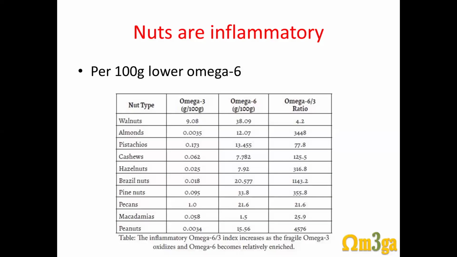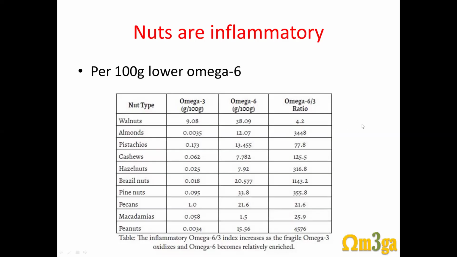However, the absolute amounts of omega-6 matter here too. So per 100 grams, it's a lot less than oils, of course, but it's still very high. So again, walnuts have a very high omega-6 content compared to omega-3. It's really significant, 38 grams per 100 grams.